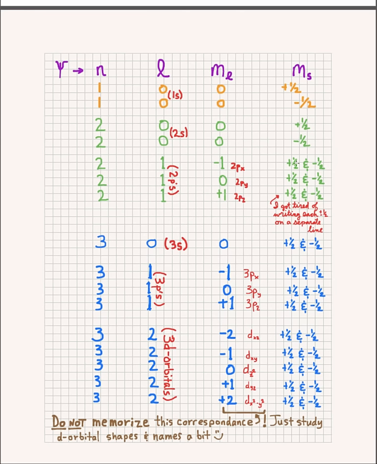This orbital can hold 2 electrons, each spinning differently. This orbital can hold 2 electrons, each spinning differently. And this orbital can hold 2 electrons, each spinning differently.